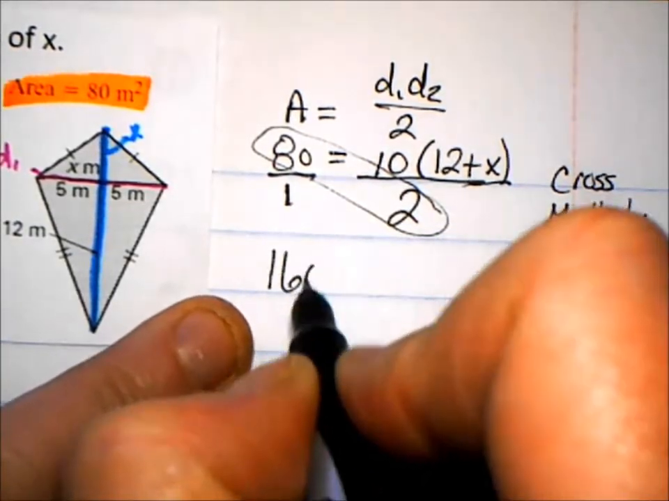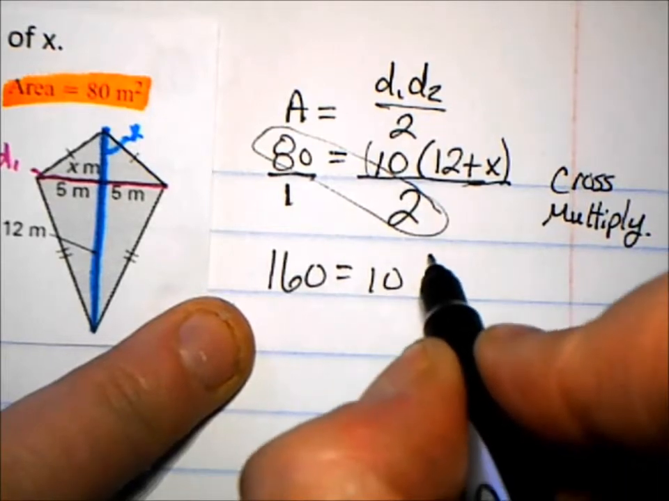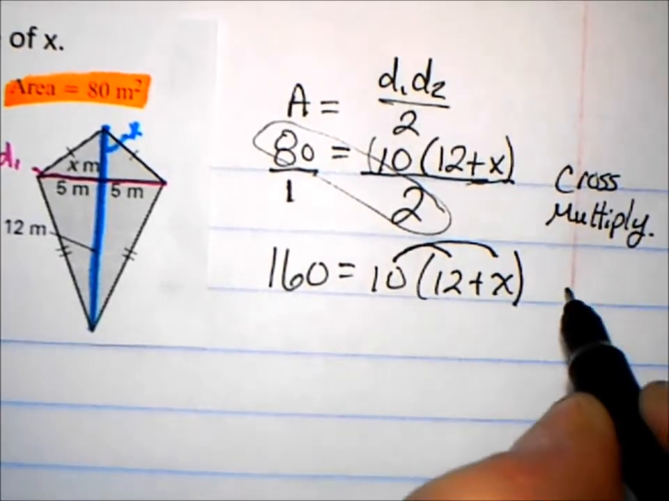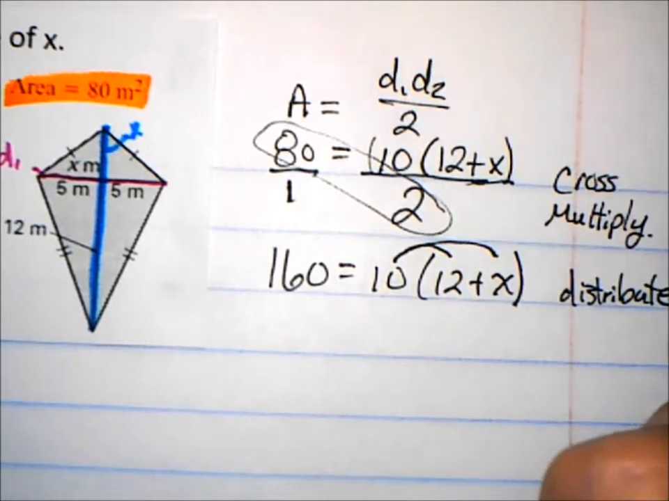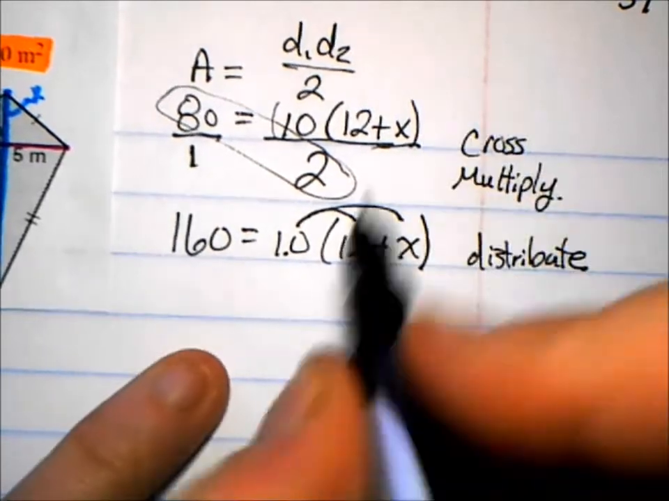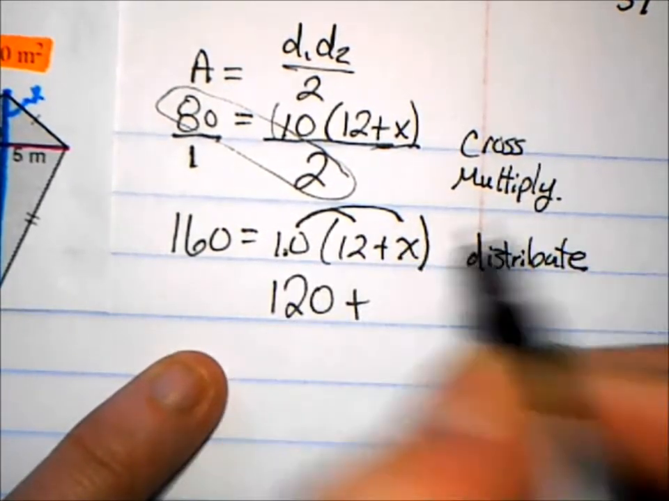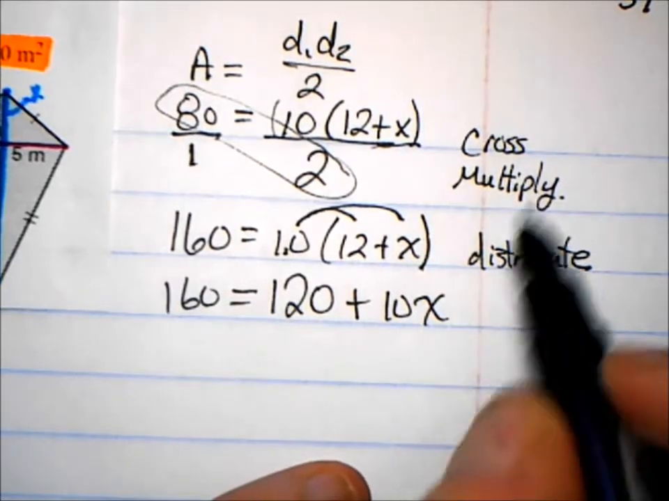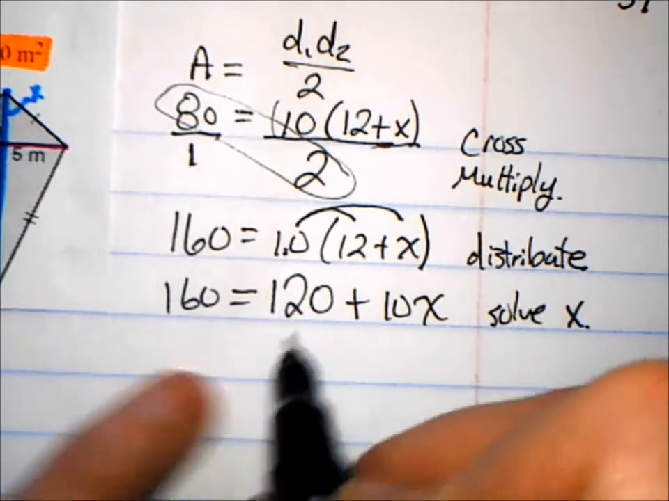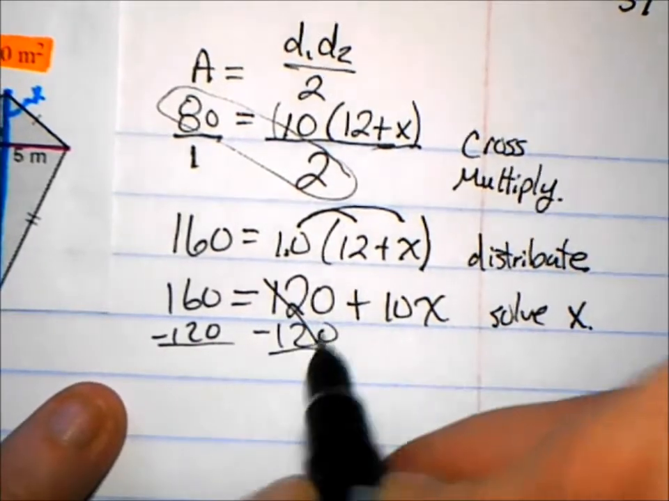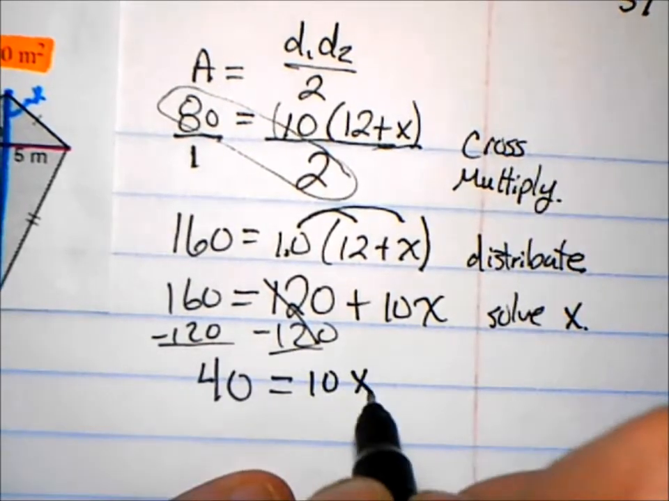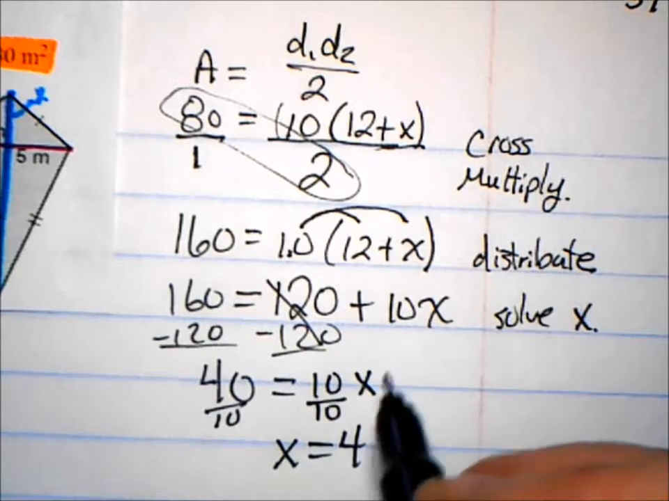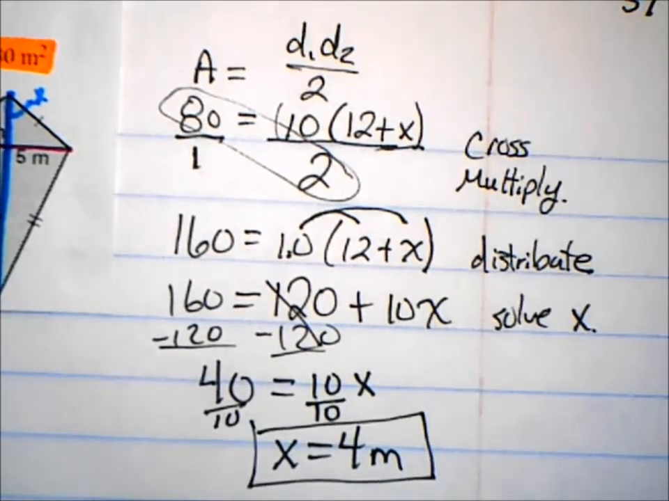Two times 80 is 160, and 1 times all of that is just that mess. And from there, I'm going to distribute into the parentheses. 10 times 12 is 120 plus 10 times x, which is just 10x. Now solve for x. That means I'm going to move the 120 and subtract. That gives you 40 is equal to 10x, and the last step is to divide by 10. That means x is equal to 4. So to answer my question, that means I need my units, which would be 4 meters, is what x equals.